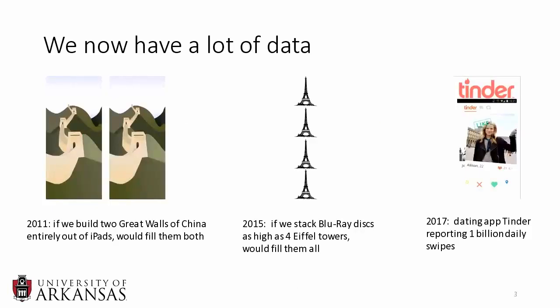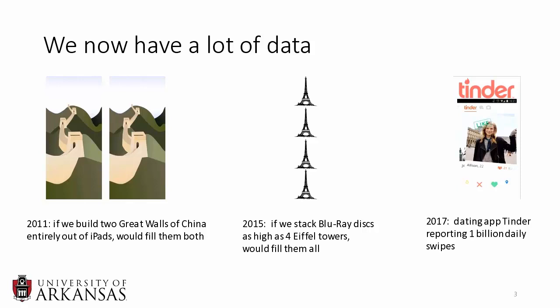We now have a lot of data on this planet. How much is a lot? Well, according to IDC, in 2011, we created 1.8 zettabytes. That's about 1.8 trillion gigs of information. It's enough data to fill 57 billion Apple iPads. That's enough iPads to build a great iPad wall of China twice. By 2015, we were generating enough data that if you put it all on a Blu-ray disc and stacked it up as high as 4 Eiffel Towers, it would fill them all.